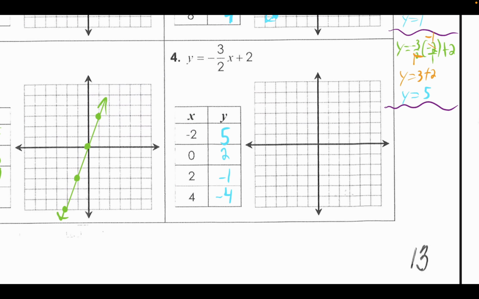So as I plot these points, I have negative 2 comma 5, 0 comma 2, 2 comma negative 1, and 4 comma negative 4. Plotting these and connecting them with the line with arrows.